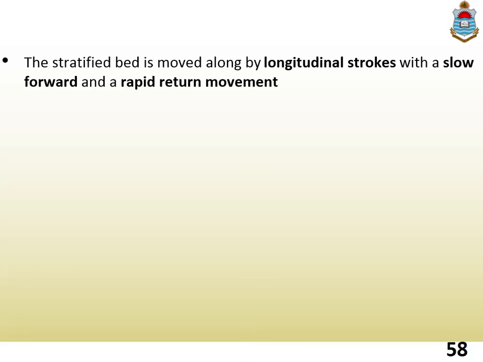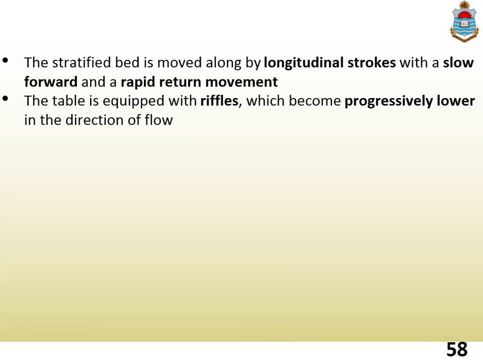The table is moved along by longitudinal strokes with a slow forward and a rapid return movement. So this right and left movement, as shown in the previous slide in the picture, is not uniform. The force being applied forward and backward is not uniform. The forward motion is slow, but the return movement is rapid.